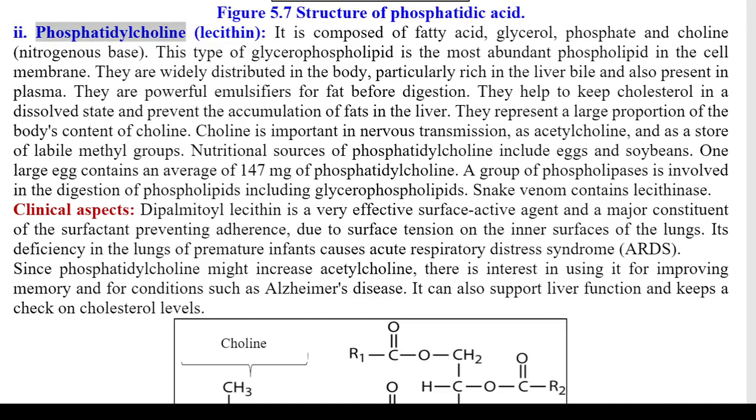2. Phosphatidylcholine, lecithin. It is composed of fatty acid, glycerol, phosphate, and choline, nitrogenous base. This type of glycerophospholipid is the most abundant phospholipid in the cell membrane. They are widely distributed in the body, particularly rich in the liver, bile and also present in plasma. They are powerful emulsifiers for fat before digestion. They help to keep cholesterol in a dissolved state and prevent the accumulation of fats in the liver. They represent a large proportion of the body's content of choline.